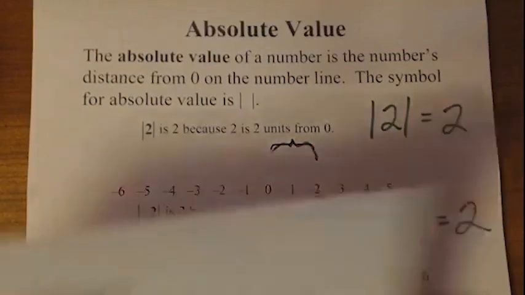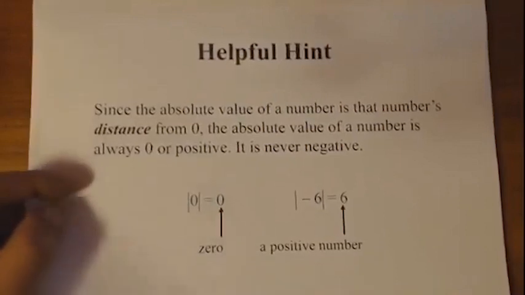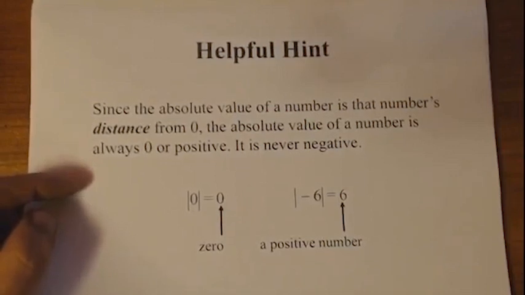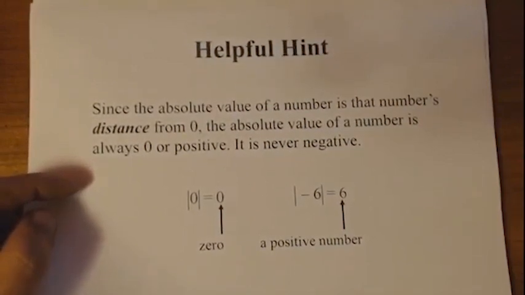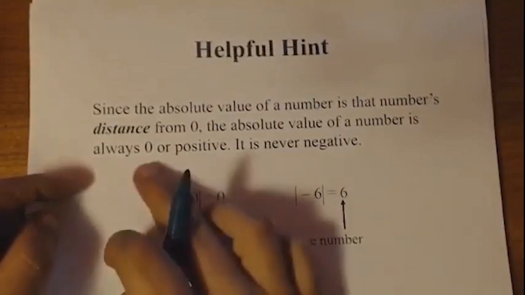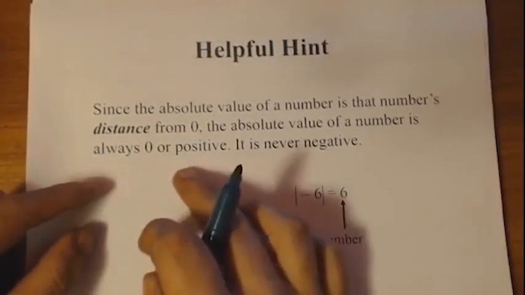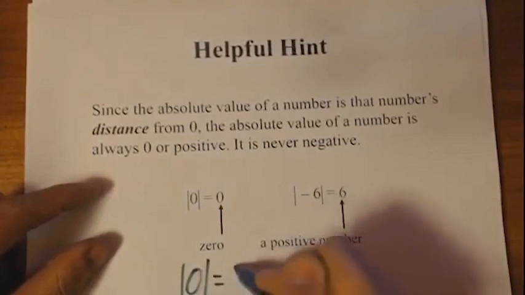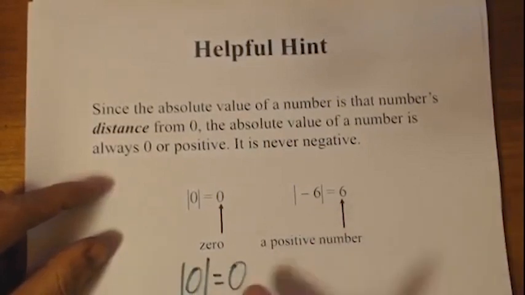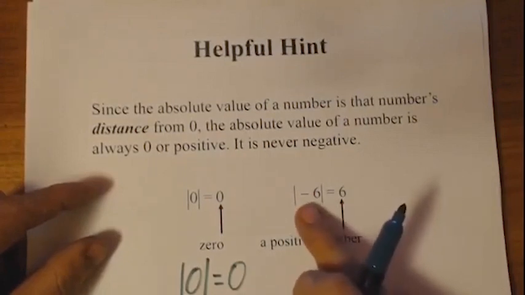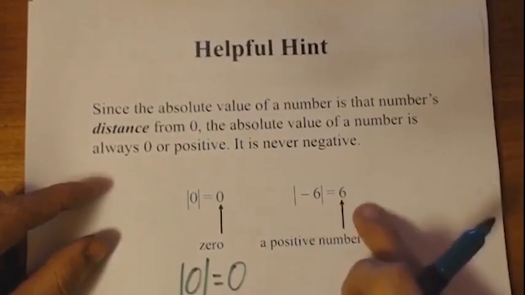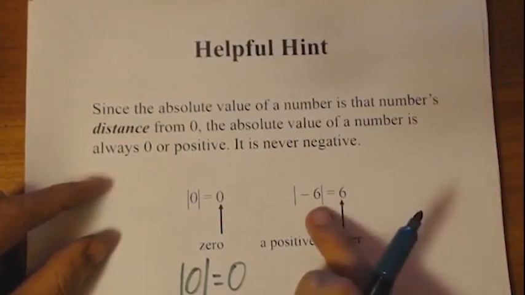So what we've noticed, a helpful hint: the absolute value of a number is its distance from 0. Distance has to be positive. It cannot be negative. So the distance from 0 is either always 0 or positive. It's never negative. So it's 0 when we have the absolute value of 0. How far away is 0 from 0? 0 units. But the absolute value of any negative number is always going to work out to be a positive number. So the absolute value of negative 6 is positive 6, because negative 6 is 6 units away from 0.